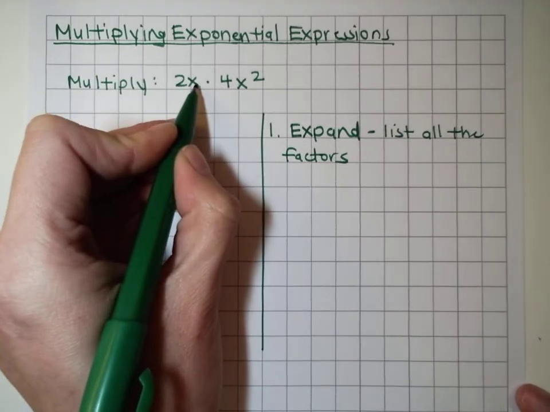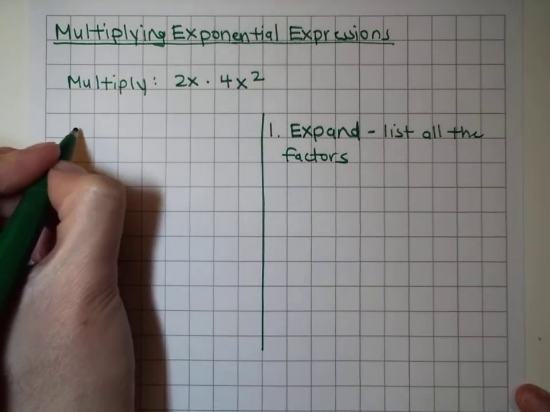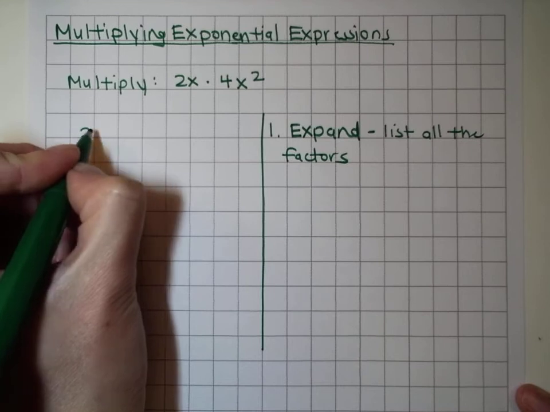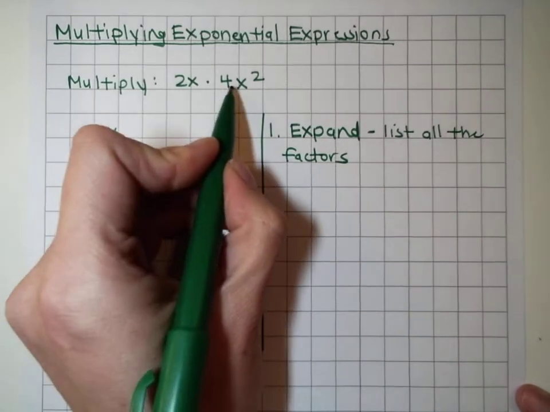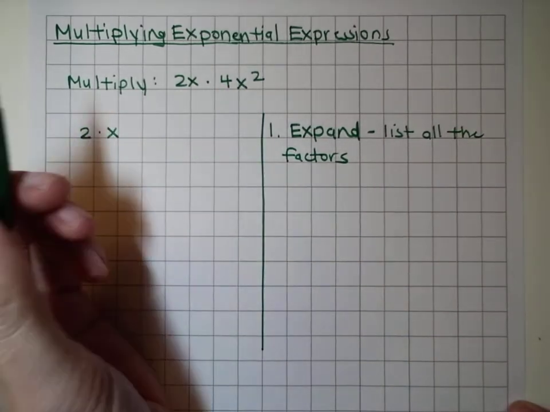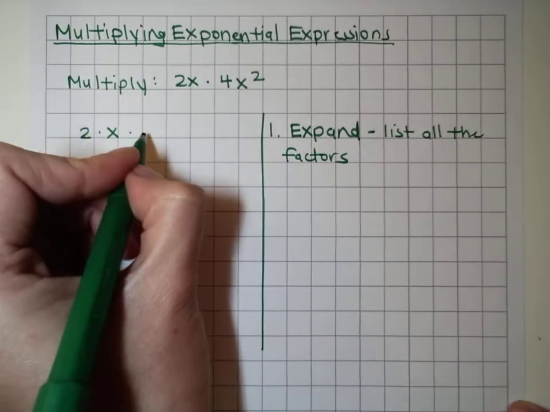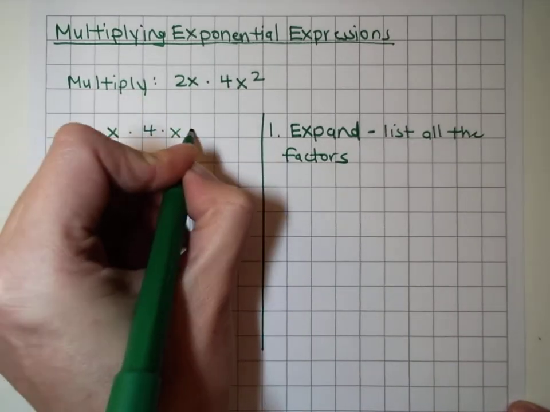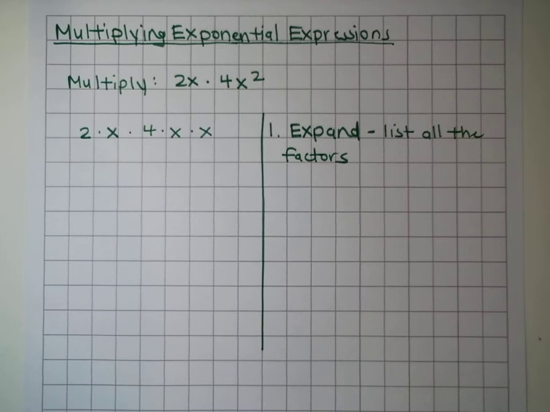So to get 2x, what do we multiply to get 2x? We multiply 2 times x. And then what do we multiply to get 4x squared? 4 times x times x.